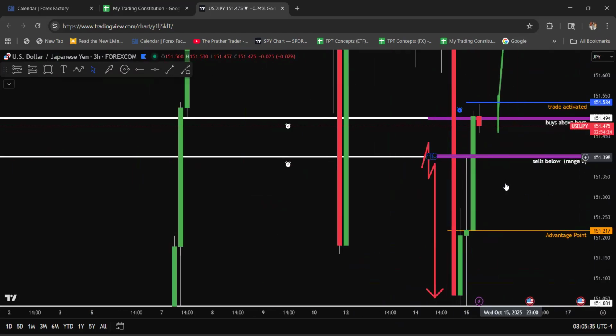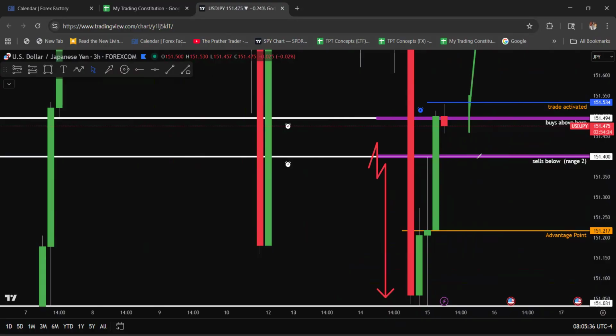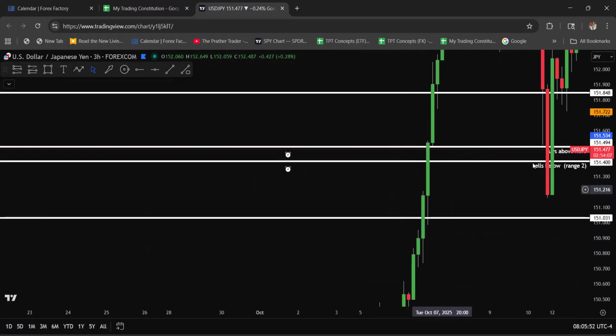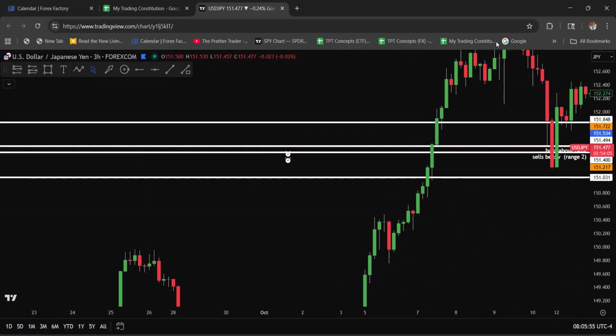But again, gang, remember I was telling you if we close below this level, which was this previous 3 hour candle before this one, I'm cool with taking sales down to this advantage point right up in here. I'm cool with that. All right, because you have nice, clean price action.